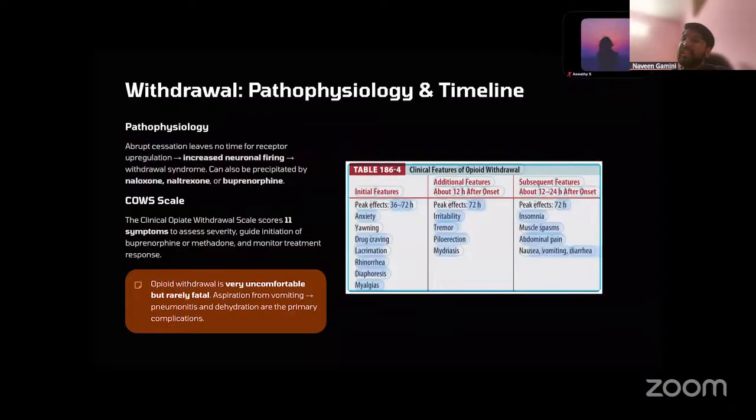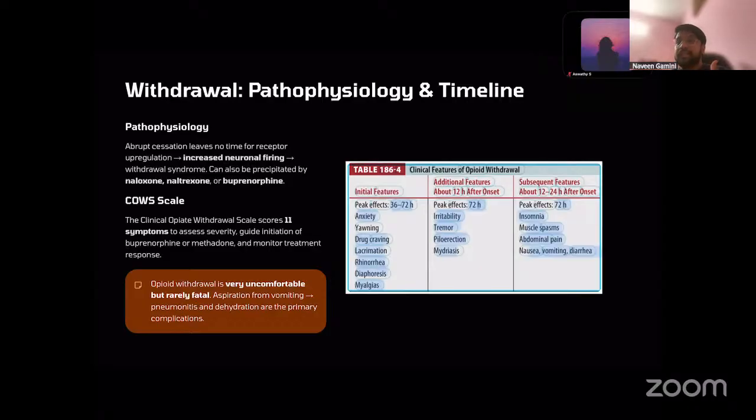Opioid withdrawal is very uncomfortable, but it is definitely not fatal. These symptoms will not kill the patient, but they are very uncomfortable. However, these symptoms can make the patient sick, because the patient can develop aspiration from vomiting, causing pneumonitis, or can become dehydrated, and these will cause further complications.